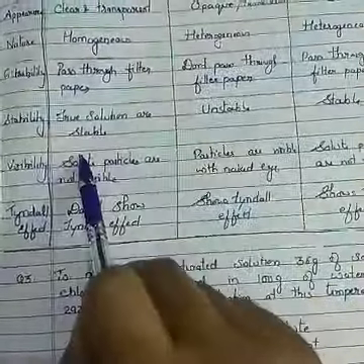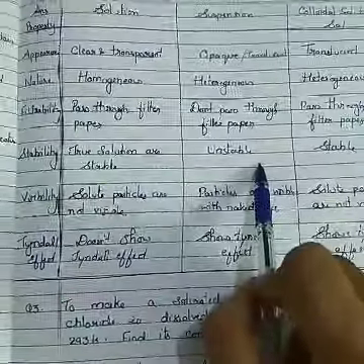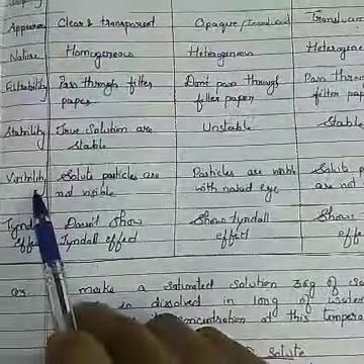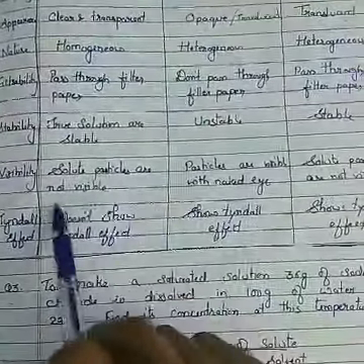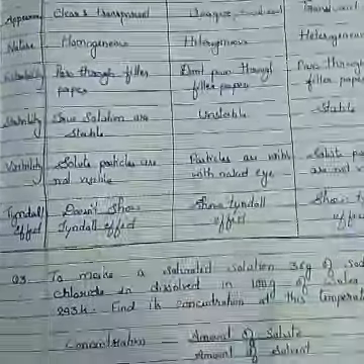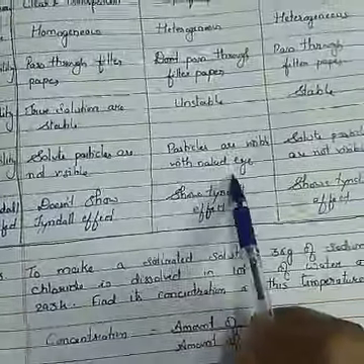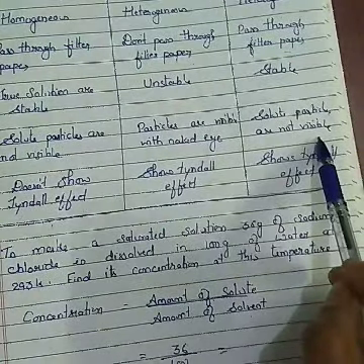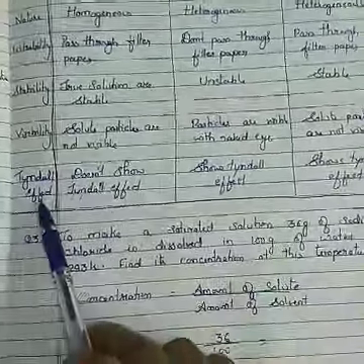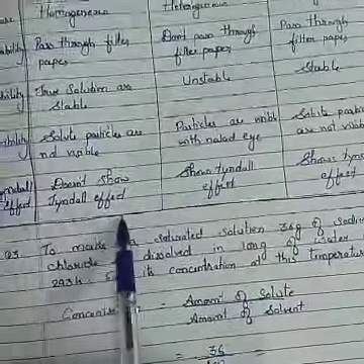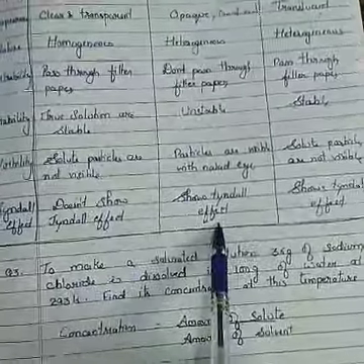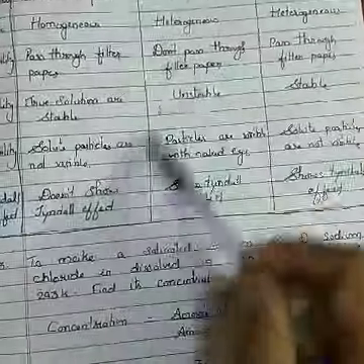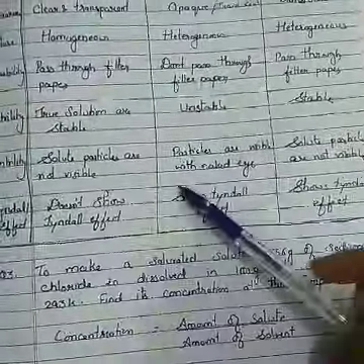Stability. True solutions are stable, whereas suspensions are unstable and colloids are also stable. Visibility. Solute particles are not visible to the naked eye, whereas particles of suspensions are visible to the naked eye, and the particles of colloids are not visible. They are so small. Tyndall effect. True solutions do not show the Tyndall effect. Suspensions show the Tyndall effect, and colloidal solutions also show the Tyndall effect. These are the properties which we have discussed under the category of true solution, suspensions and colloids.